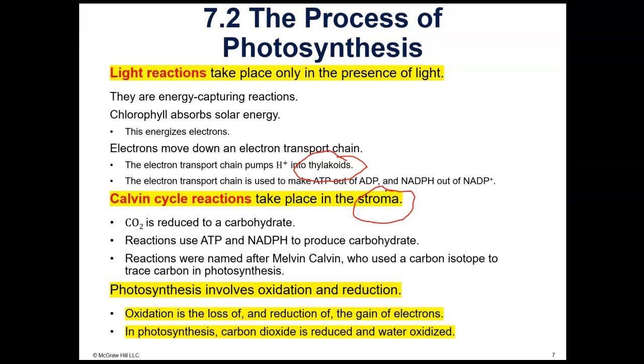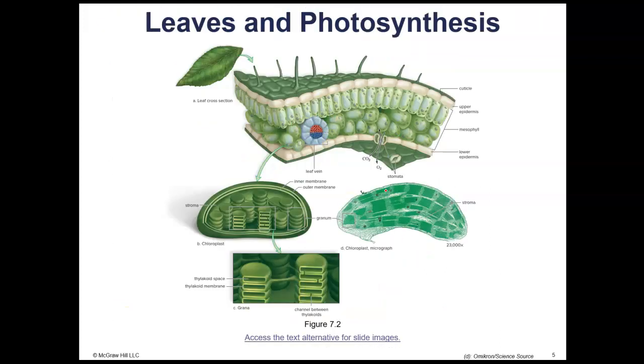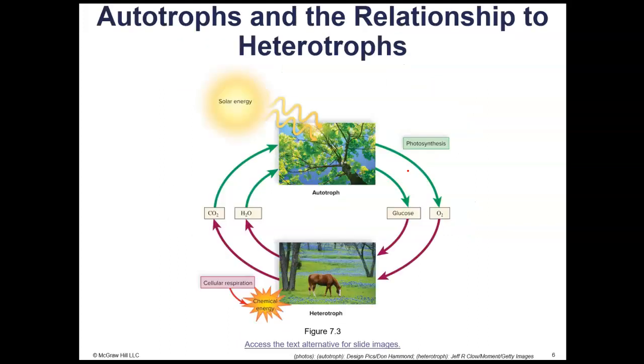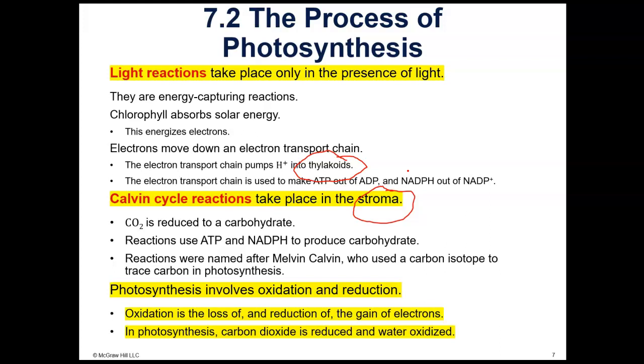Now, you've just learned two terms that sound a lot alike. The stomata, which also can be called stoma, are the pores in the leaf. The stroma, with an R in it, is the fluid inside of a chloroplast. So that's important to get that difference. All right, so thylakoids are where the light reactions occur, and the stroma is where the Calvin cycle reactions occur.